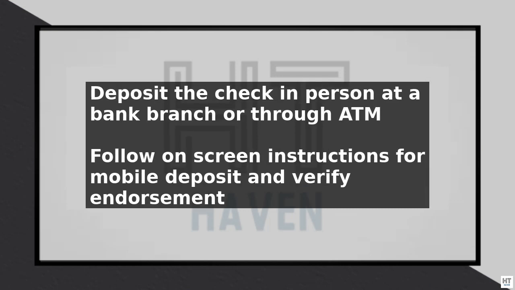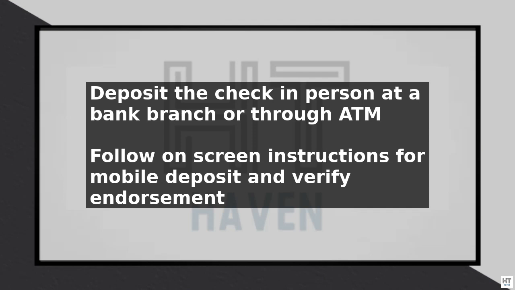Best practices for depositing a check with two names include verifying the check and endorsement, checking with your bank for their policies, and ensuring that both parties are aware of the deposit. It is also essential to keep a record of the deposit, including the check number, date, and amount, in case of any disputes or issues.